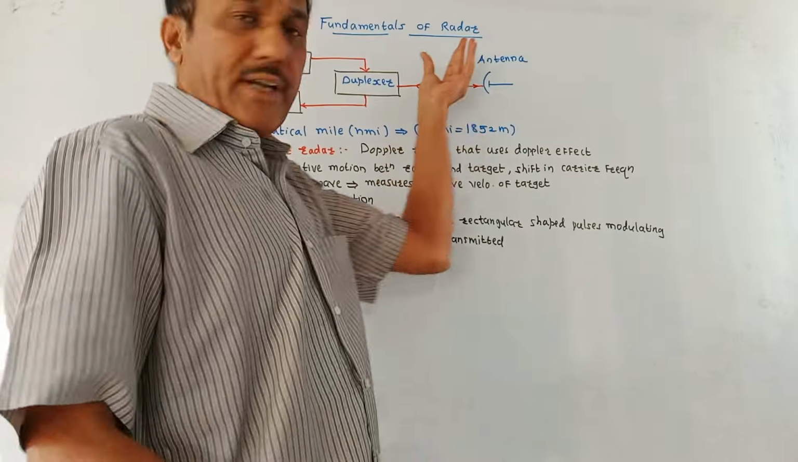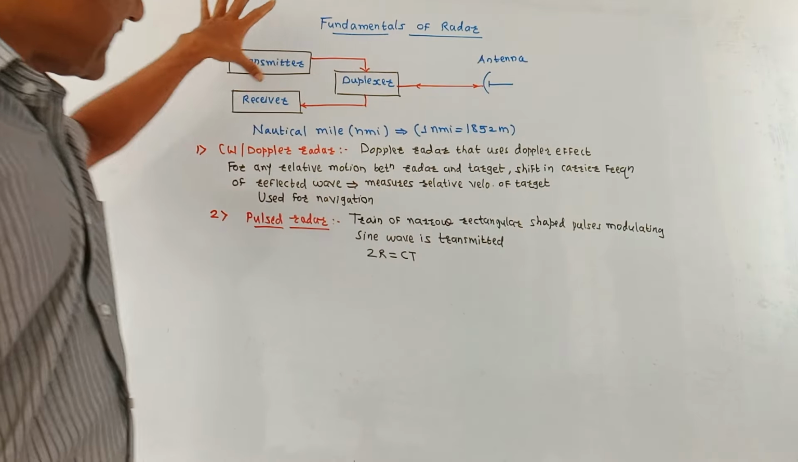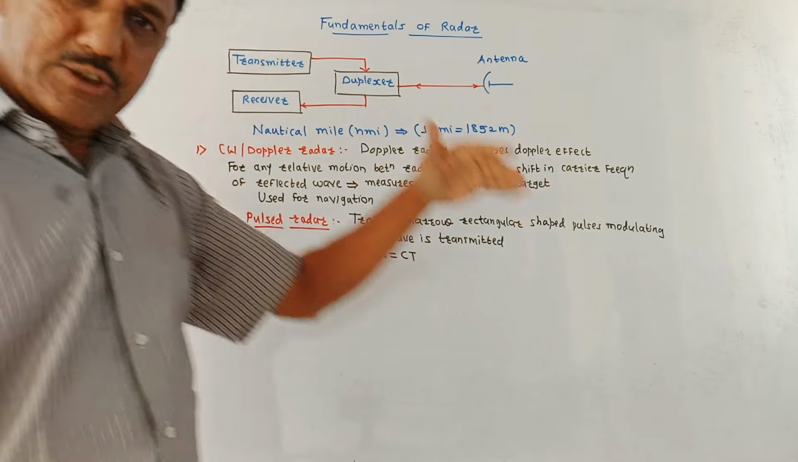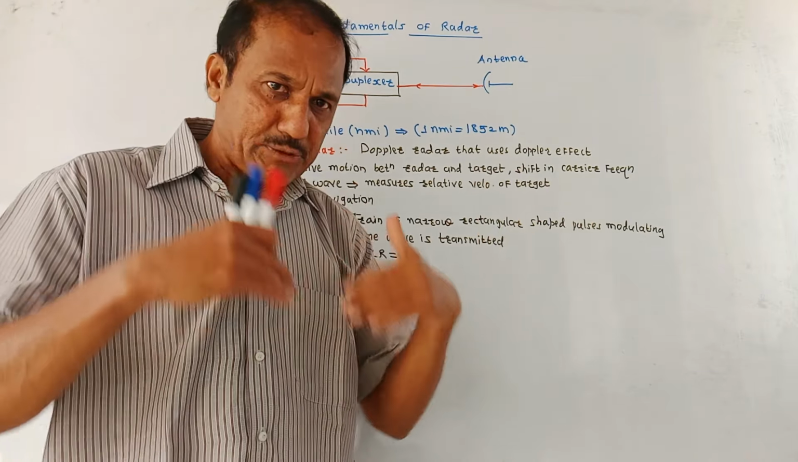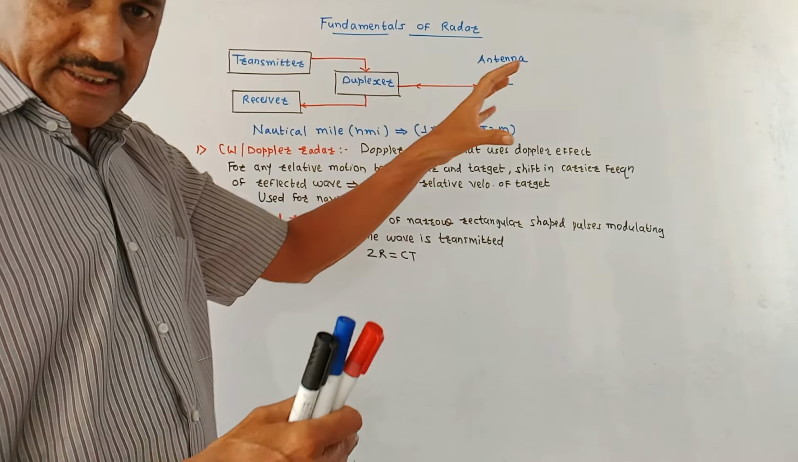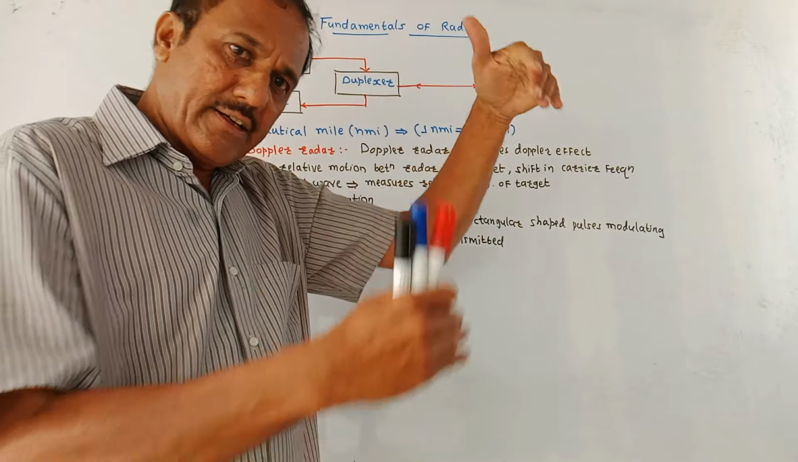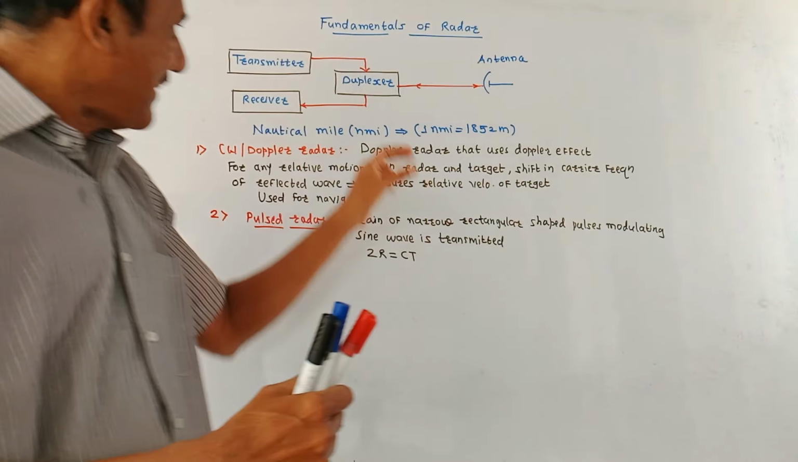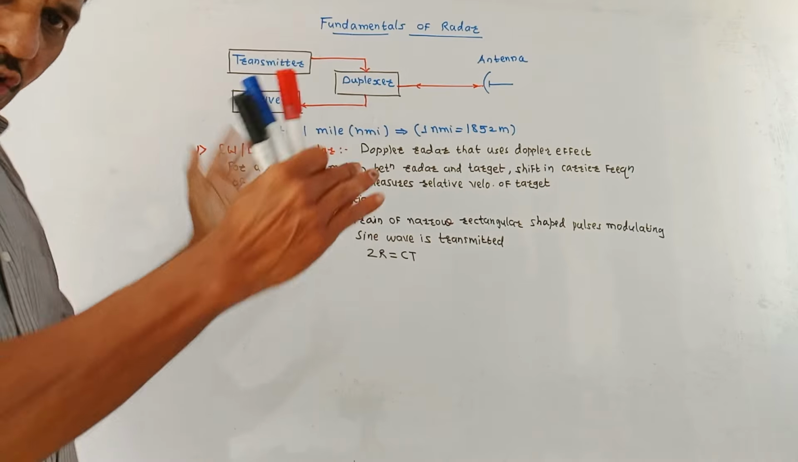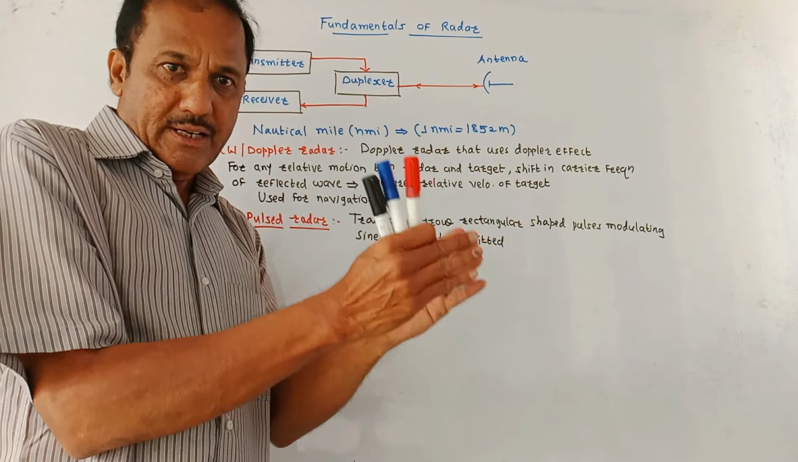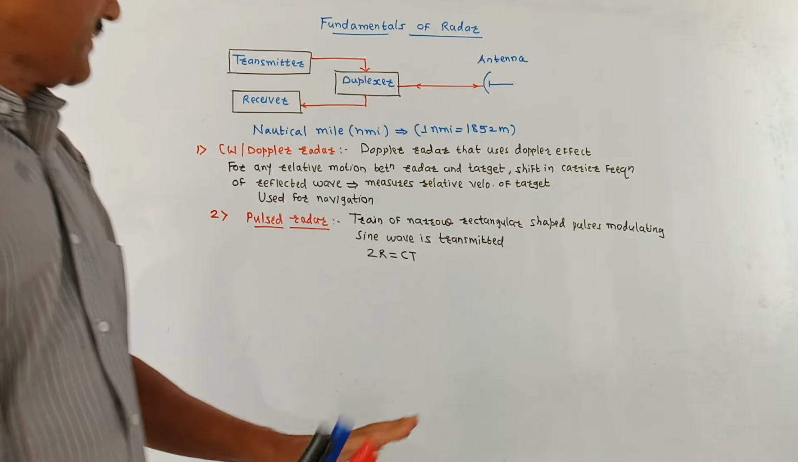Next part is fundamentals of radar. This is the simplified block diagram of a radar system. It consists of a transmitter. As the name indicates, it transmits pulses or a continuous signal. Whenever such signals are received at the target, it causes reflection. Those are called echoes, and they are captured by the receiver. Accordingly, the range of the target, or distance of the target from the radar transmitter, is calculated.